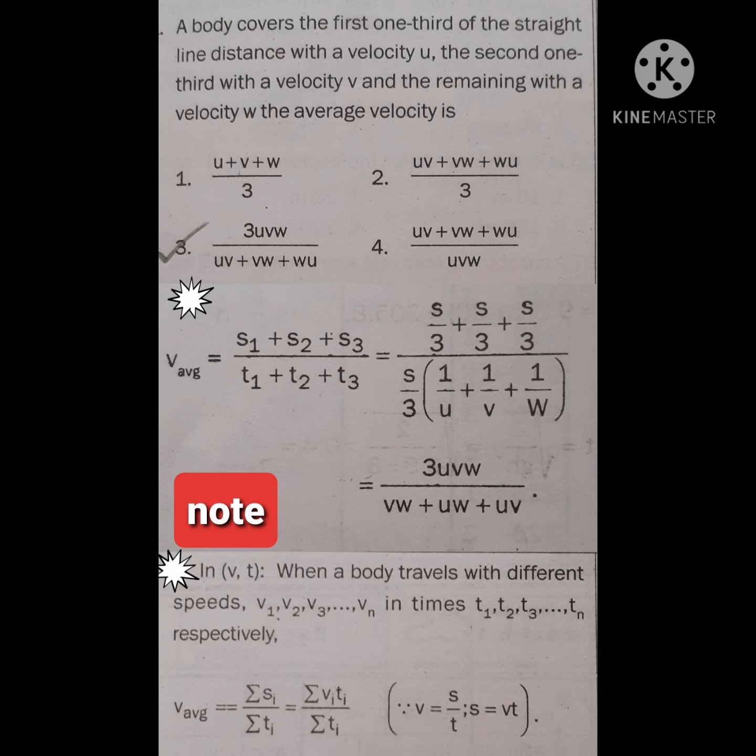Here the average velocity can be written as s1 plus s2 plus s3 by t1 plus t2 plus t3, with first one-third, second one-third, third one-third. So we can write s by 3 plus s by 3 plus s by 3. In terms of time, that is distance by velocity, so s by 3u plus s by 3v plus s by 3w. Then take s by 3 common, and we will get 3uvw by vw plus uw plus uv.